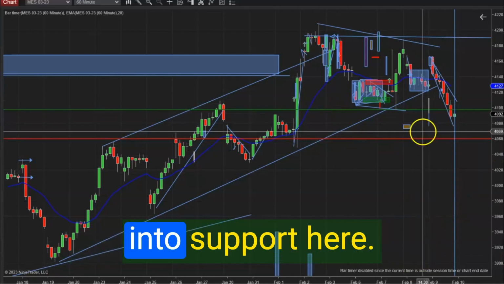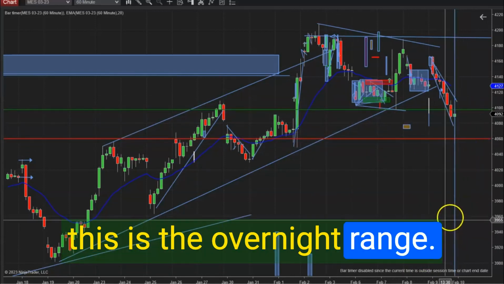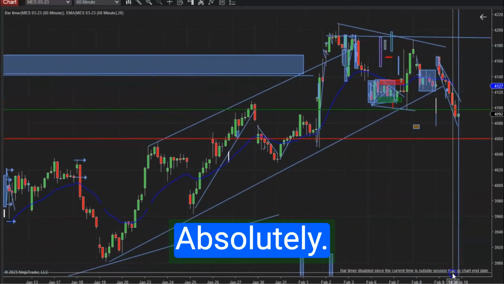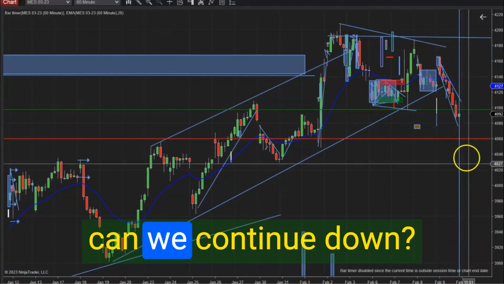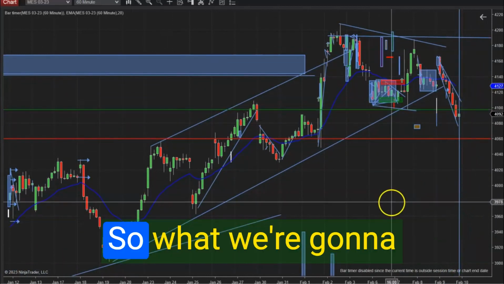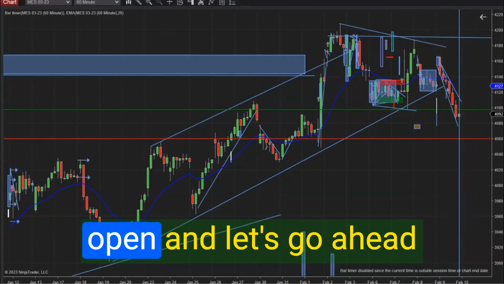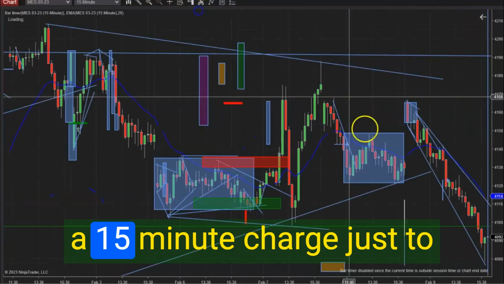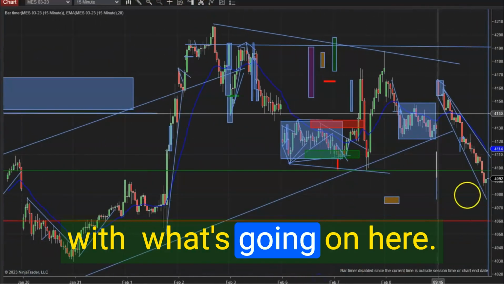So I mean, we are coming into support here. There's a lot of support. This is the overnight range, and so can we bounce over here? Absolutely, we could absolutely bounce off of here. Can we continue down? Absolutely. So what we're going to do is look at the market open, see what happens at the market open, and let's look at a 15-minute chart just to get a little bit more granular with what's going on here.